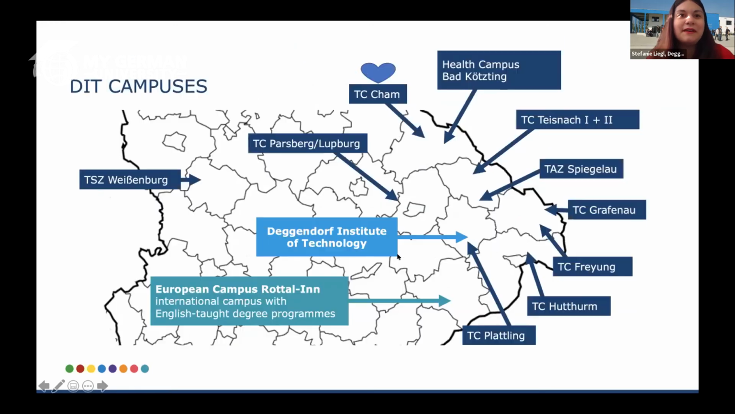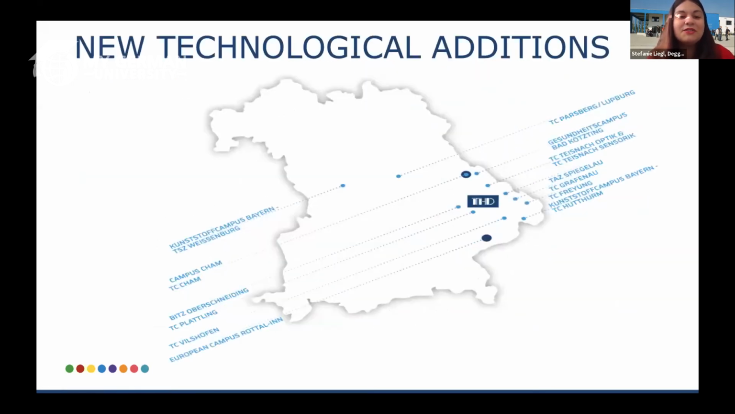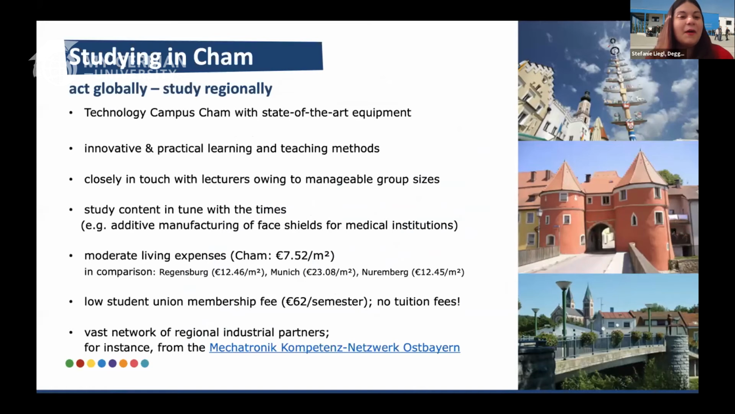Also, Weißenburg is a plastics campus, focused on plastics. We are also gaining 2 more campuses, which are currently in building. One of which is Vilshofen, which is focused on protection, detection, reaction. So exposing cybersecurity threats and trying to intervene. And also Oberschneiding is a new campus, which is focused on startups and helping students to promote their own startups.